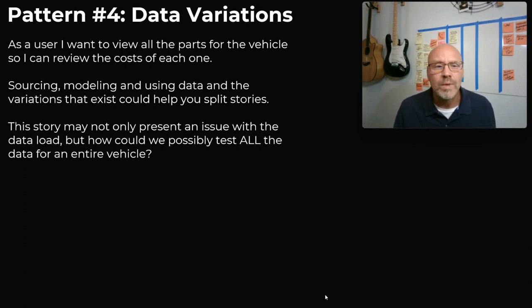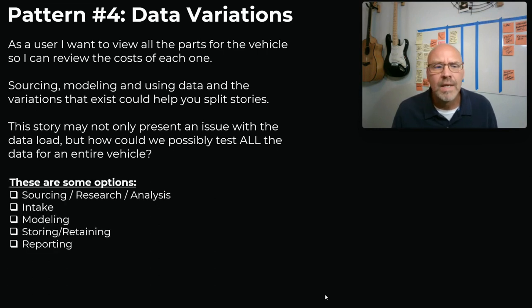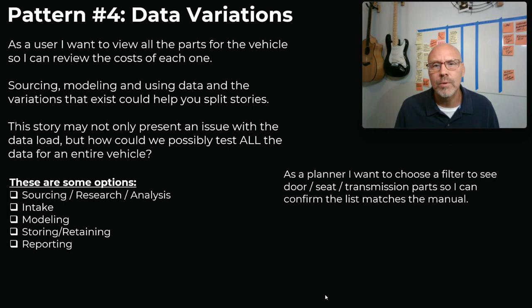The story may not only present an issue if you were to complete it as it's written at the top. It's not going to just present an issue with a data load, and performance issues, and the team should tell you that. But how could we possibly test all of that data for an entire vehicle when we load it? We're not going to be able to validate that. So, some options: sourcing, research, analysis. When we're talking about data variations, we're talking about not just intake, but we're definitely talking about intake. Like, what is needed in order to make that happen from the user, from the input? Data modeling, of course, and storing and retaining the data, and then finally reporting.